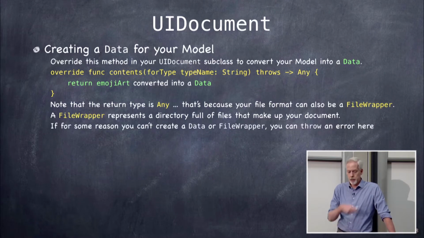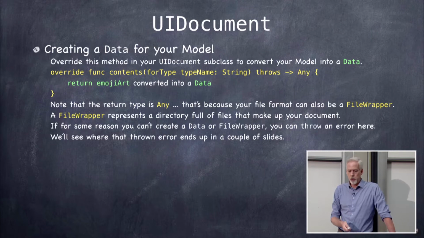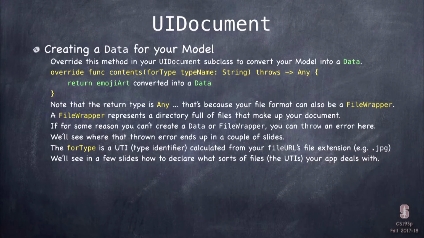Now that type that you see right there, I already said you could throw there. The type that's passed along there is a UTI, a universal type identifier, and I'm going to talk a little bit about what that is in a few slides. This is not a type like .jpeg. This is a type like public.json, which would be a JSON file, or public.image, an image file. That's the kind of thing that's going to be in that type name. Usually you don't care, because usually your UI document only opens one kind of file anyway, like an emoji art document, so you don't even care what that type is, but you might have a UI document that can be in different formats, and then maybe you care.